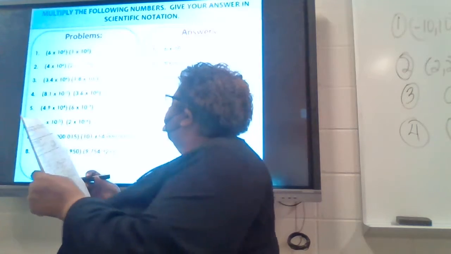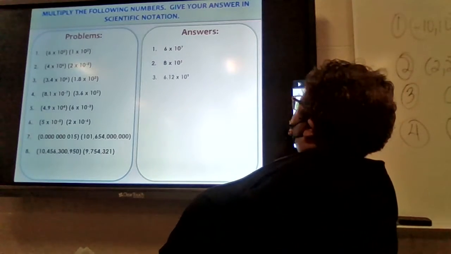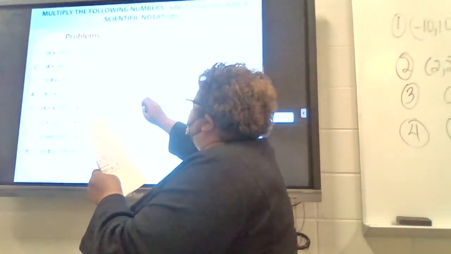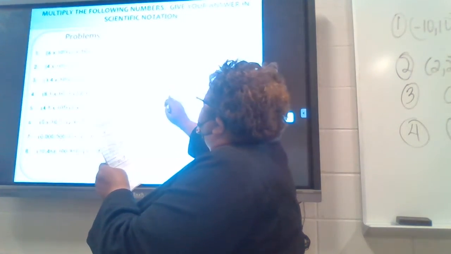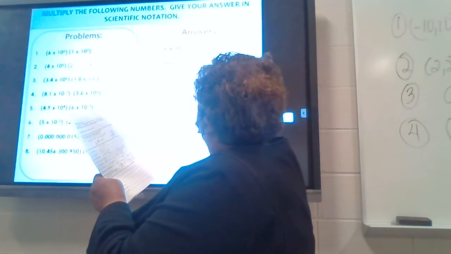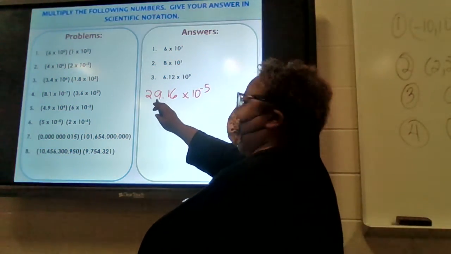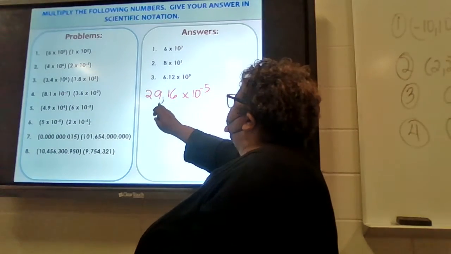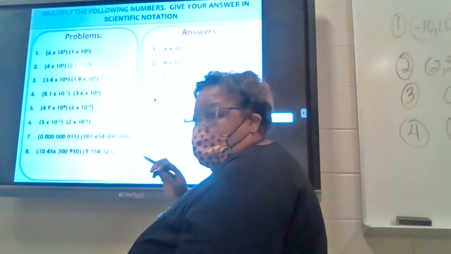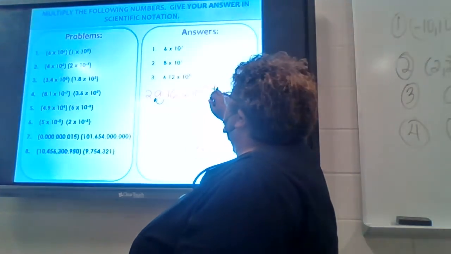8.1 times, let me back up one because it's gone. So 8.1 times 3.6 gives me 29.16. A -7 plus 2 is 10 to the -5th. Okay? But this is not scientific notation. So I have to move this 1 to the left. Since I'm moving to the left, I add 1. If I move 2 to the left, I add 2, but I move 1 to the left, I'm going to add 1 to that 5.